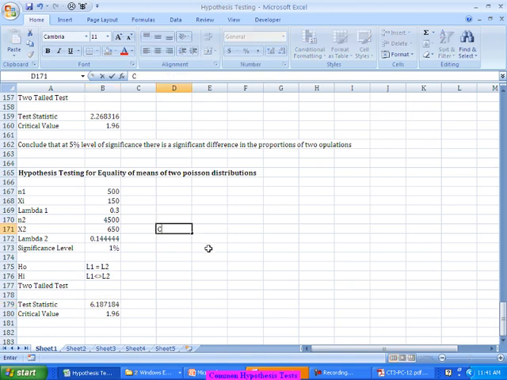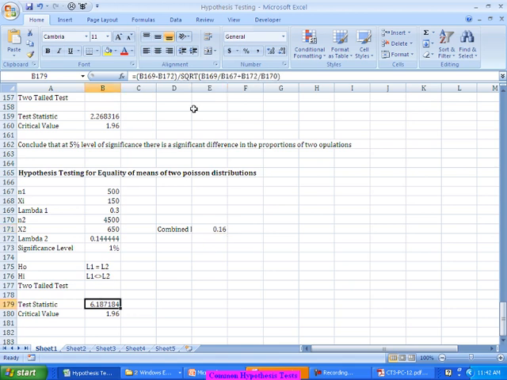This is a mistake which I have made. I'll have to find out the combined lambda, which is nothing but the combined x's divided by the combined n. I think I have to do the same thing even in the case of the proportions earlier. This was a mistake, so just take it as a correction. So the combined lambda is 0.16. This is what we have to actually do.